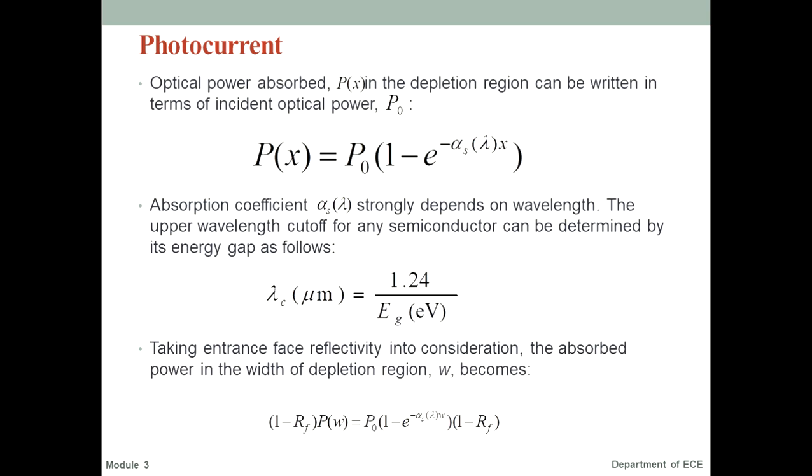So the absorption coefficient depends on the wavelength. The cutoff wavelength formula we already studied previously. It is given as 1.24 by Eg, where Eg is the band gap energy in electron volt. And here we are considering the reflectivity also. If reflectivity is taken into consideration, the absorbed power in the width of the depletion region W becomes P of W is equal to P naught into the expression we saw in P of x, into 1 minus RF, where RF is the reflectivity coefficient.